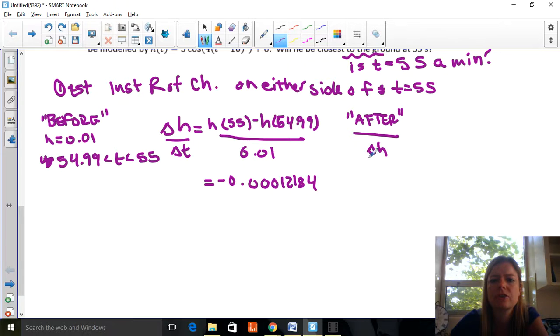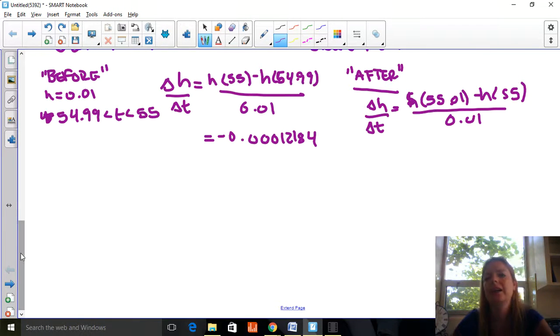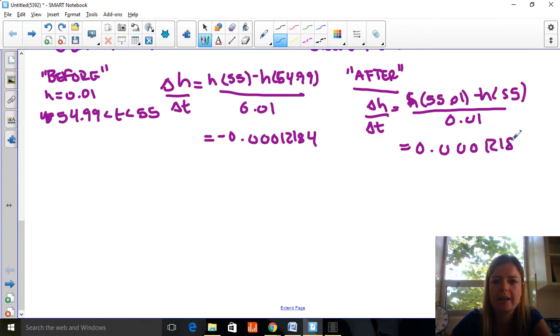So delta H over delta T. Now this is going to be between H at 55.01 minus H at 55. Okay, because we're doing the point after. Just lift this up to make sure you can see it with my face in the corner there. So when you put this in, you get positive 0.00012184. Okay, so that's good.